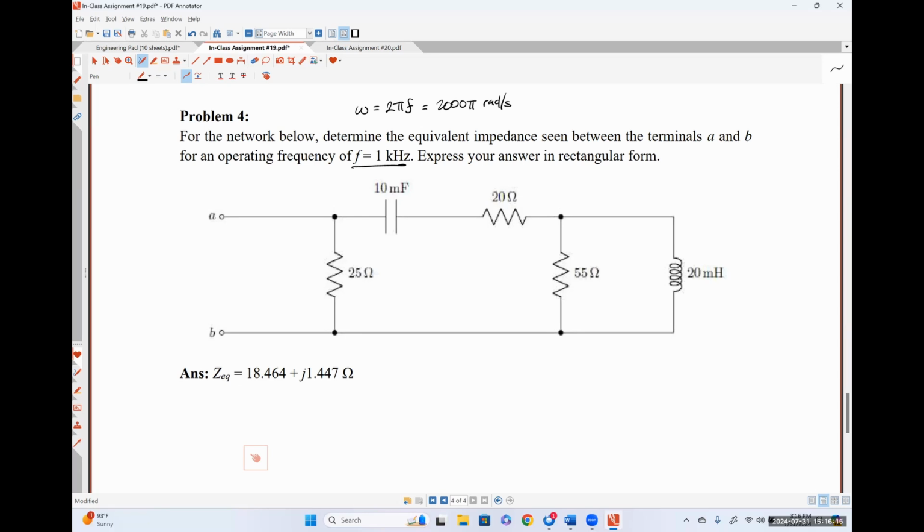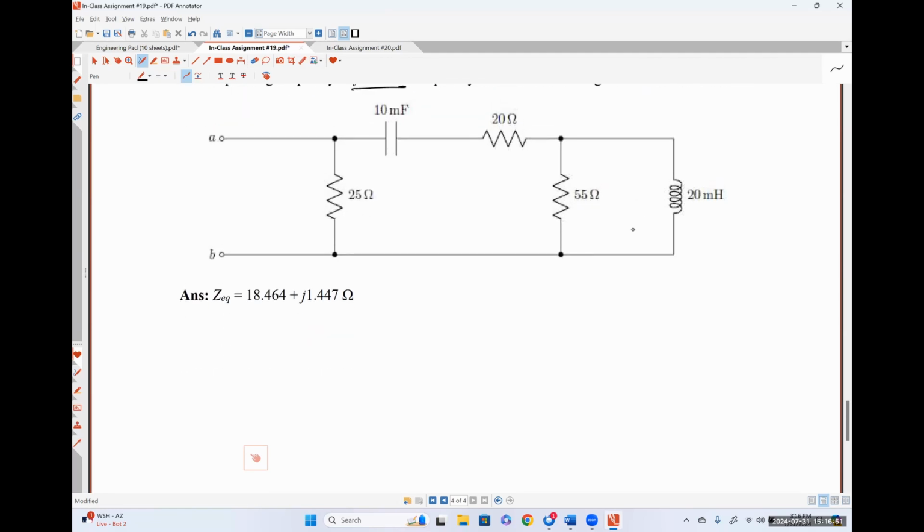So what would the impedance of this 25 ohm resistor be? Is it just 25 ohms? It is. So the impedance of a resistor is just the resistor value itself, which means we don't have to change the 25 ohm resistor, the 20 ohm resistor, or the 55 ohm resistor. We're going to leave those three exactly as they are.